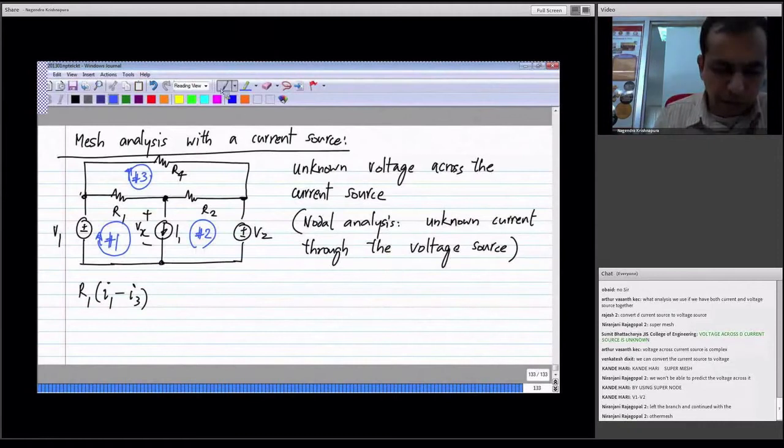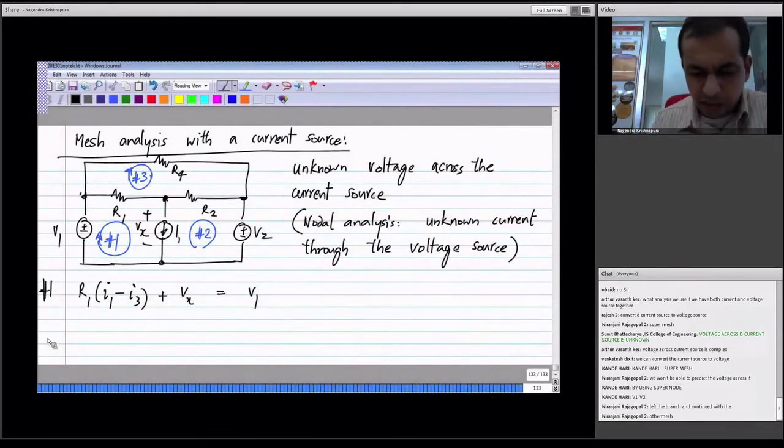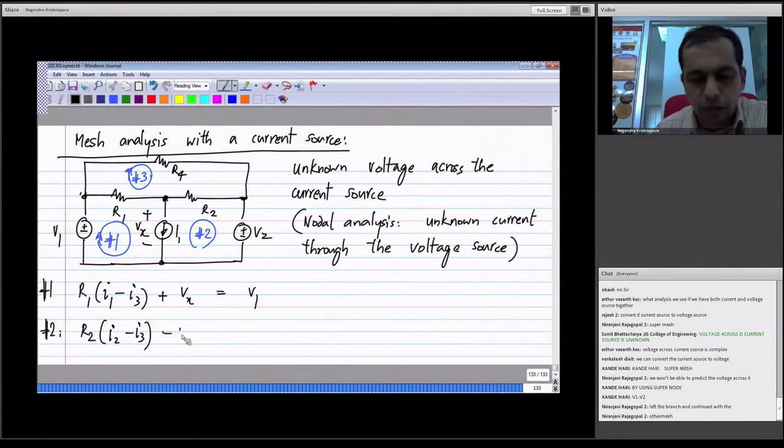This is for mesh number 1, and for mesh number 2 we will have R2 times I2 minus I3 minus Vx equals minus V2. Once Vx is defined with this polarity, when you go around the second mesh, you will have minus Vx. So if you look at the drops going clockwise, you will have the current in R2 times R2, plus V2 minus Vx equals 0, and V2 is moved to the right hand side.